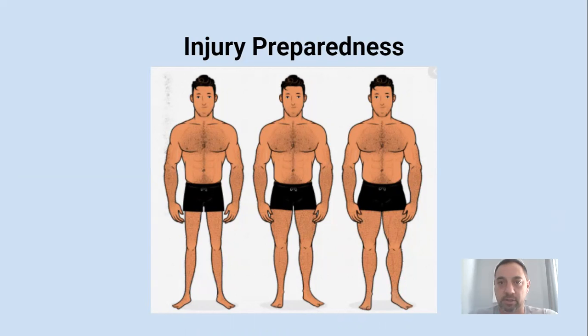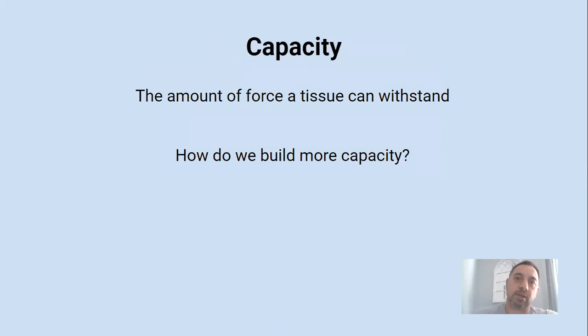All right. So if you look at these three guys and I was to throw a bowling ball at their knees, which one's going to fare the best? Right. This is an easy one, right? The guy on the right, because he's got better muscle integrity. So that brings us to capacity. The amount of force a tissue can withstand, that's what the capacity of the tissue is. And that's what you want to build. So how do we build more capacity?